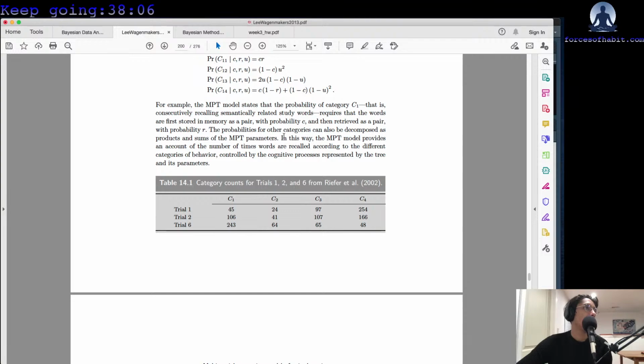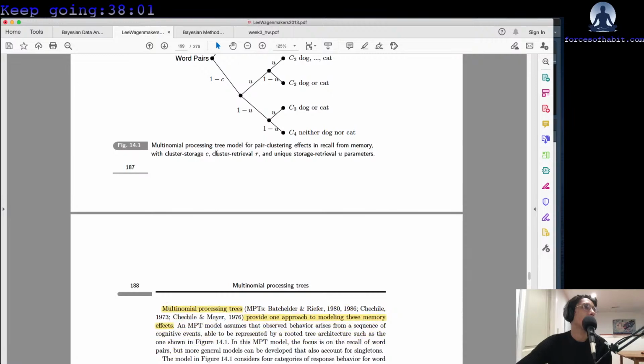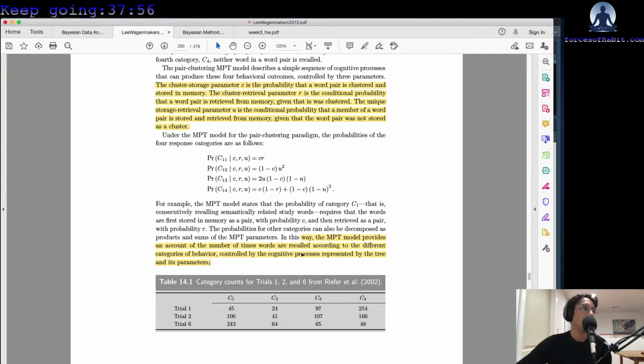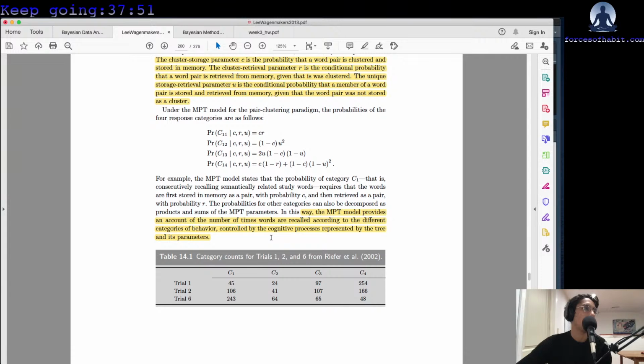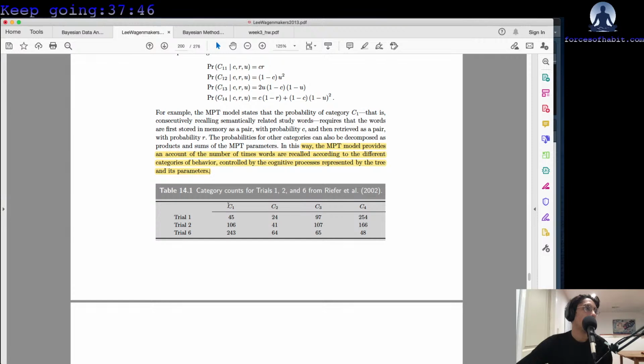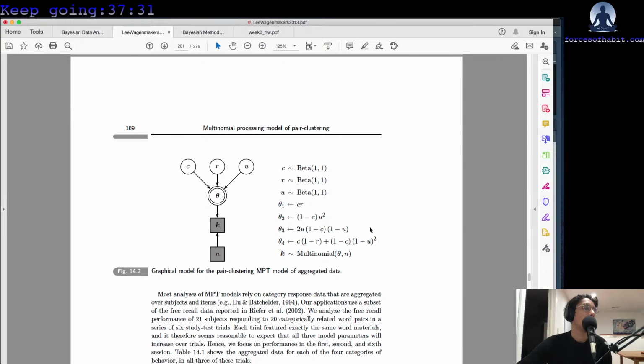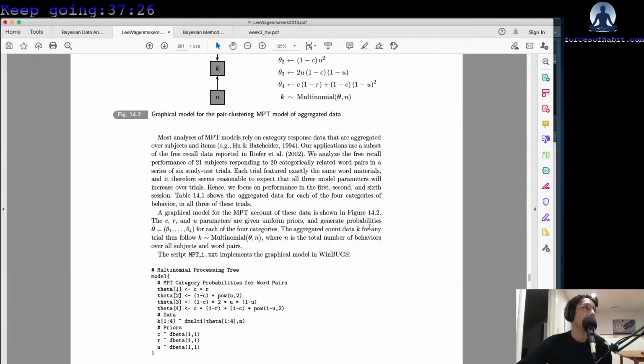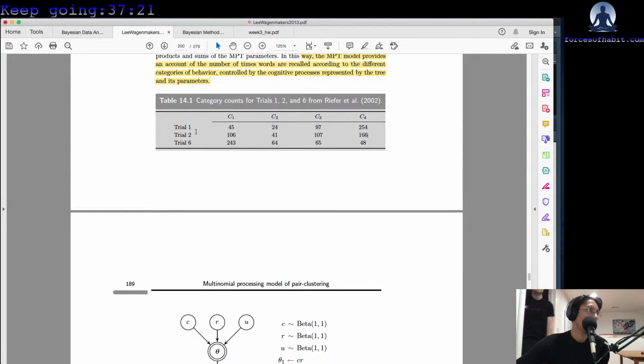So the multinomial processing tree offers an account for the number of times words are recalled according to different categories of behavior controlled by the cognitive processes represented in the tree. So we have these four categories, and you can see that for a given trial, you have recall for each of the four categories. Let's contextualize that data better.